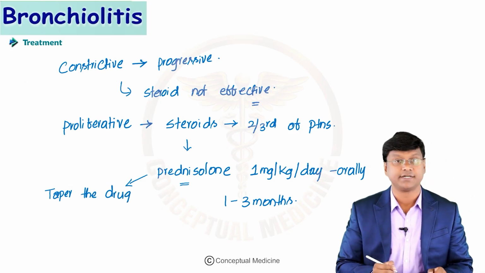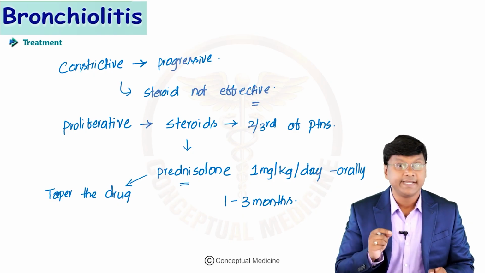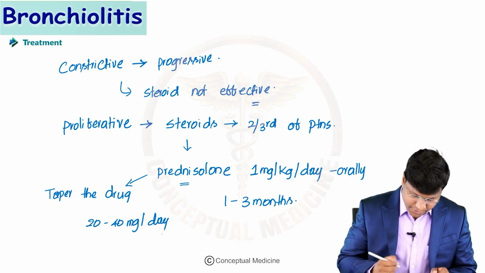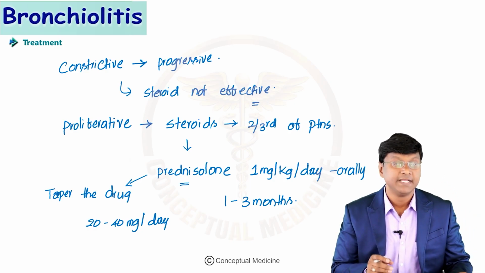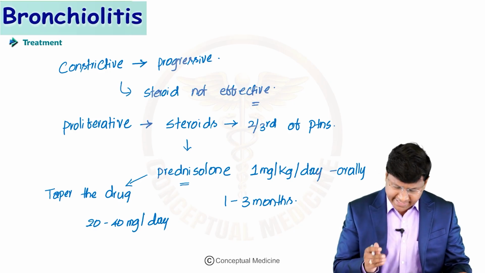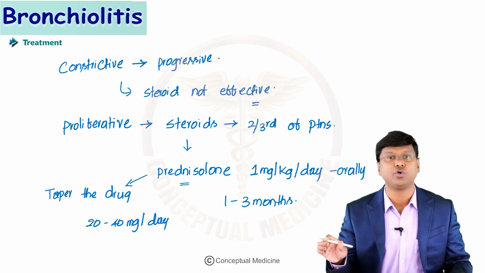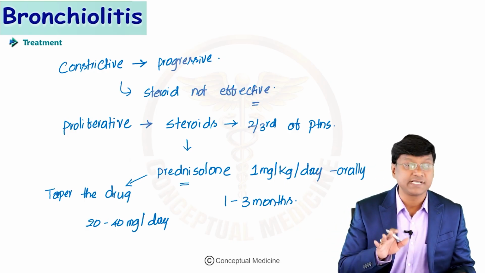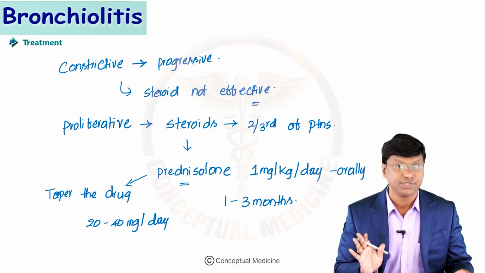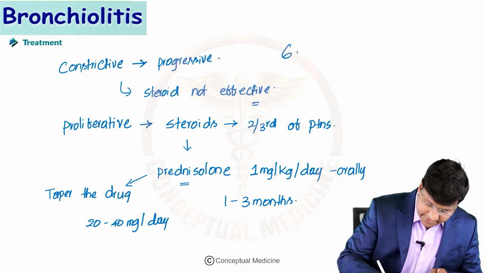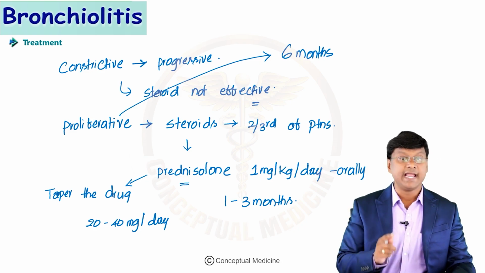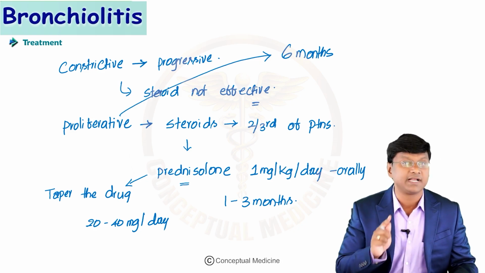Then you need to taper the drug slowly to 20 to 40 milligrams per day, depending upon the response. Gradually this has to be weaned subsequently over 3 to 6 months. Relapses are very common if the steroids are stopped prematurely. You have to give the treatment for 6 months in case of proliferative bronchiolitis, and if the treatment is stopped prematurely, the relapses are very common.